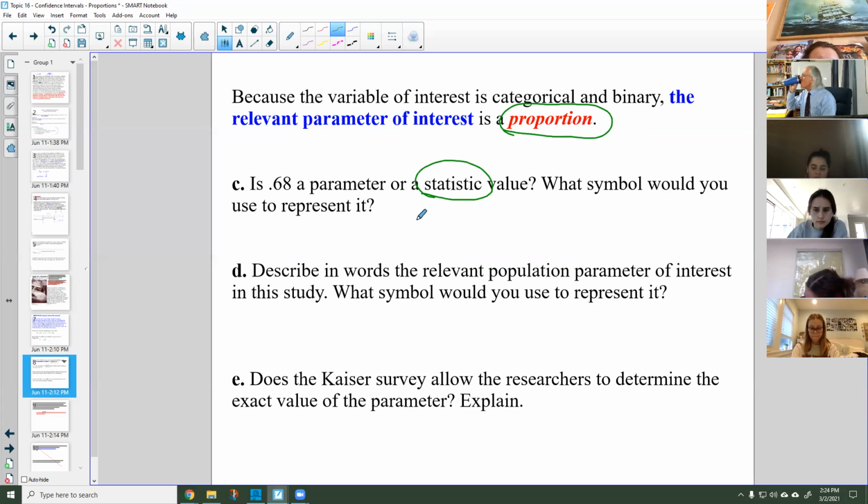Is it p hat? Mm-hmm. It is p hat. And Brooklyn, when we finally get around to turning this into a parameter of a population, what symbol are we going to use?